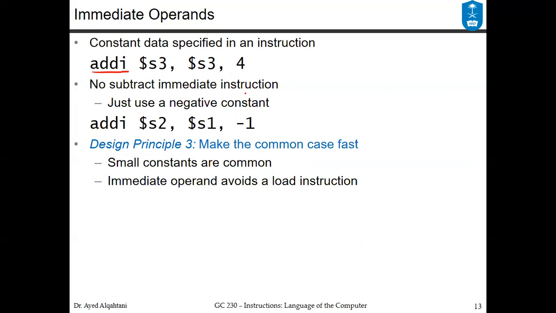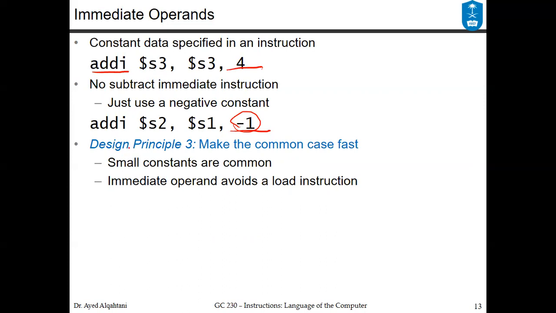There is no subtract immediate instruction, but we can implement it using other ways. Instead of having subtract immediate, we could implement it this way: you say add immediate, with the immediate value minus 1. This means that the constant here is represented using 2's complement, where it has positive numbers, 0, and negative numbers.